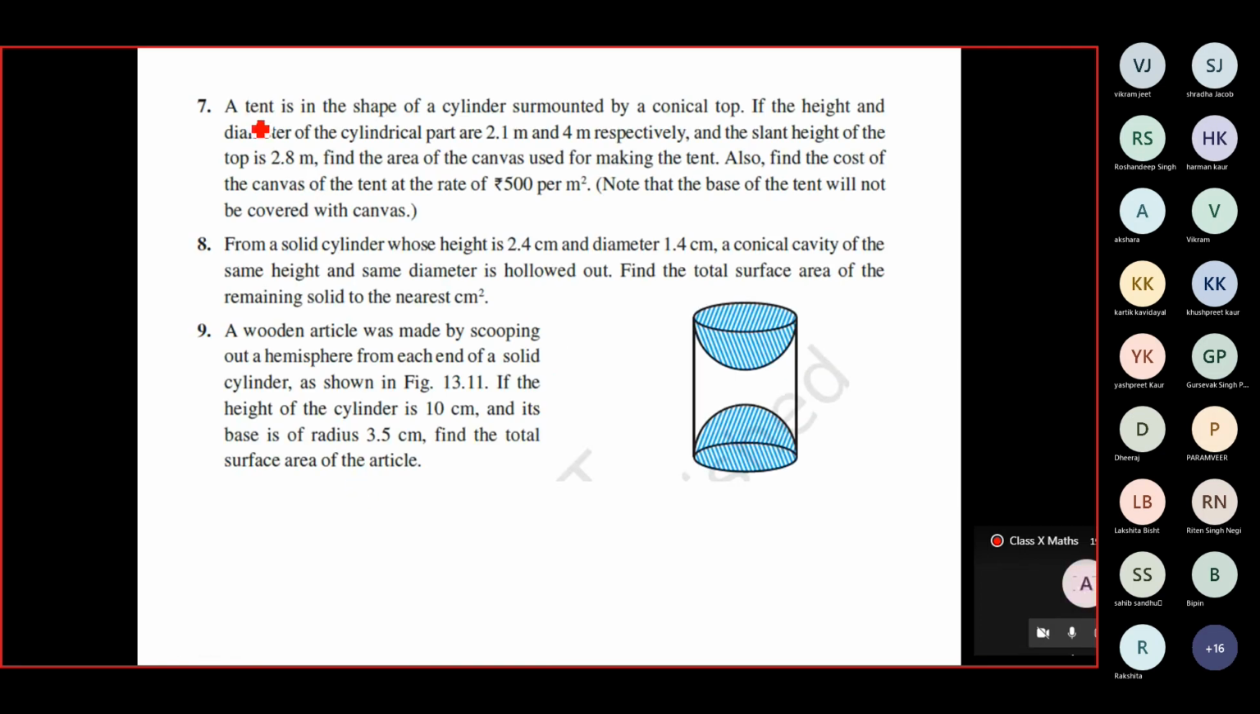See, next one is what? A tent is in the shape of a cylinder surmounted by a conical top. If the height and the diameter of the cylindrical part are 2.1 and 4 meter respectively, and the slant height of the top is 2.8 meter, find the area of the canvas used for making the tent. Also find the cost of the canvas of the tent at the rate of 500 per meter square. Note that the base of the tent will not be covered with the canvas.